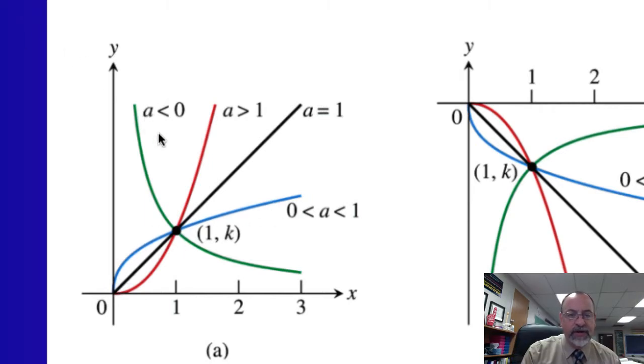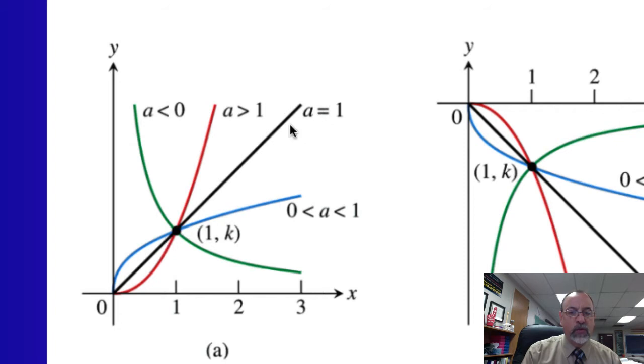Now we also talked about if a is less than 0, meaning a is negative, we talked about it being asymptotic to both axes. So you'll see here this green graph gets close to but never touches either the y-axis or the x-axis. So this is how you would determine the shape in quadrant 1 or quadrant 4 based upon the size of the power.